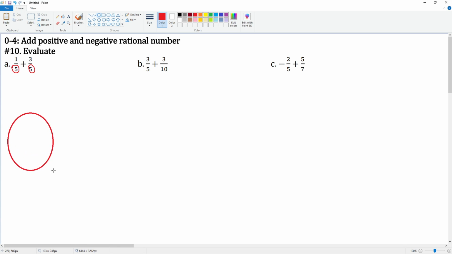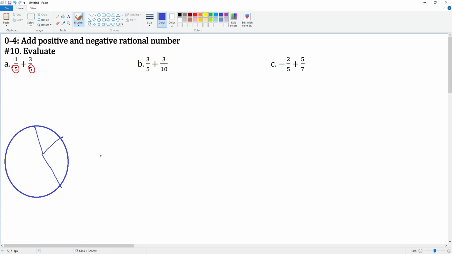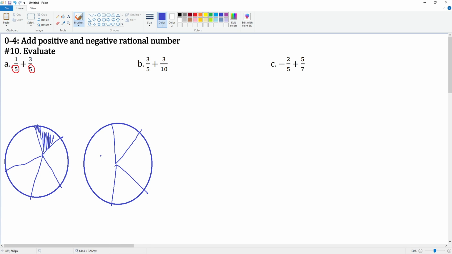This is equivalent to 1/5. That is like saying you have a piece of pizza with 5 parts: 1, 2, 3, 4, 5, and one of them is shaded. Then you have another piece of pizza, the same amount, also 5 pieces: 1, 2, 3, 4, 5, and 3 shaded there. Together you have 4 shaded pieces over 5 total slices.